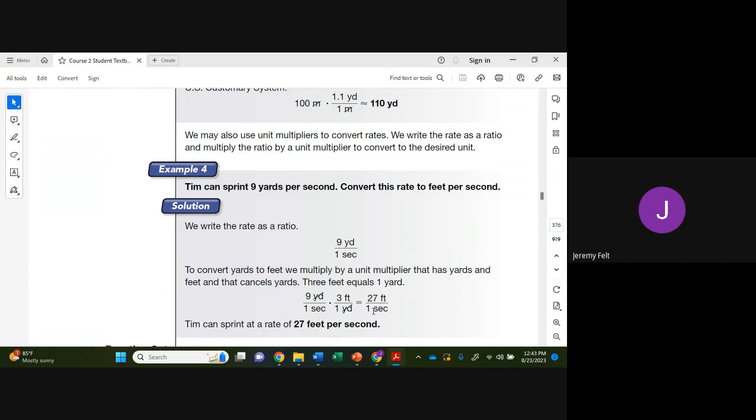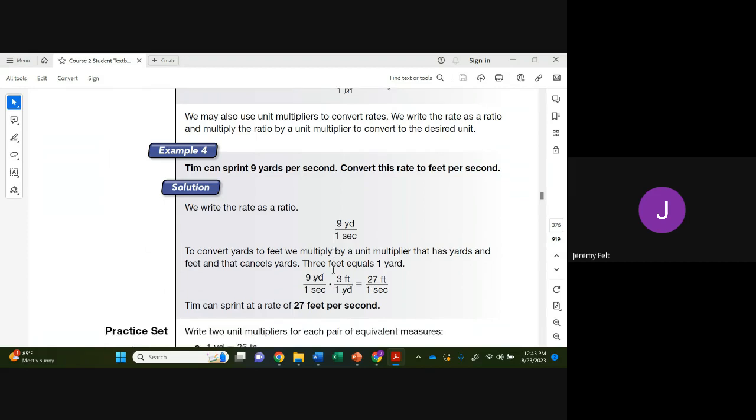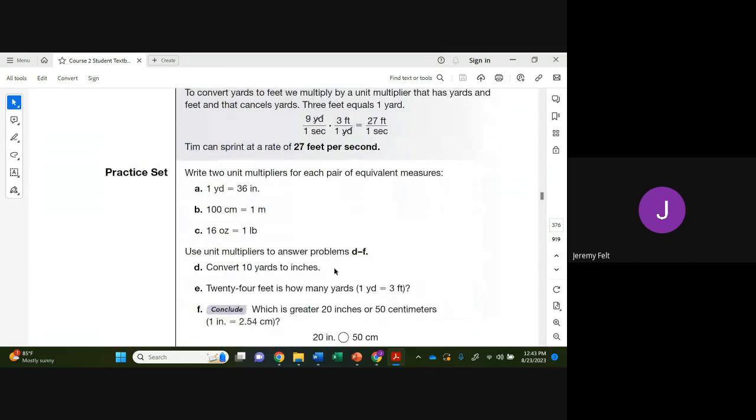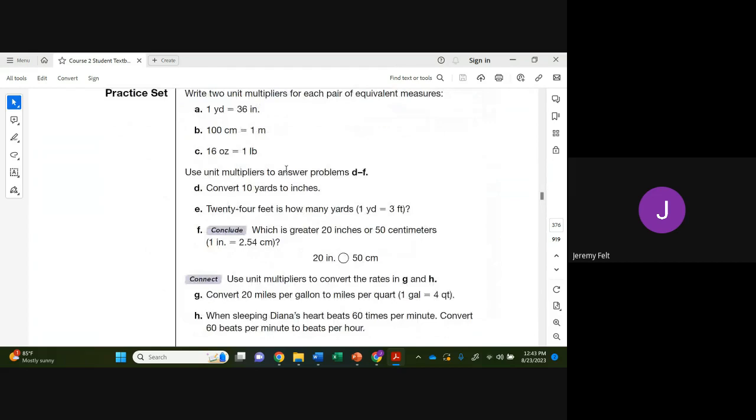Right? Well, down the road, we may have something where it's miles per hour, and we want to know how many feet per second that is. Then we're going to have to convert miles to feet, and hours to minutes. So we may be doing more than just one conversion down the road. That's where having these unit multipliers can make life a little bit easier. Okay, practice set we'll go over. Just remember, unit multipliers are equal to 1.